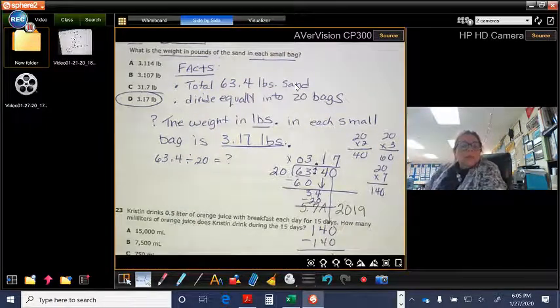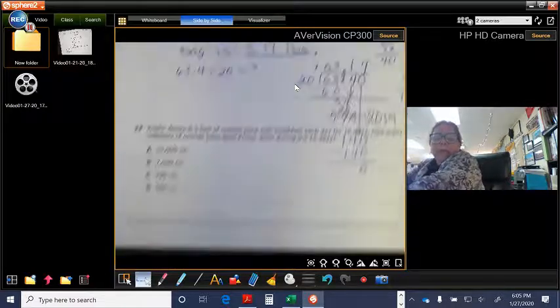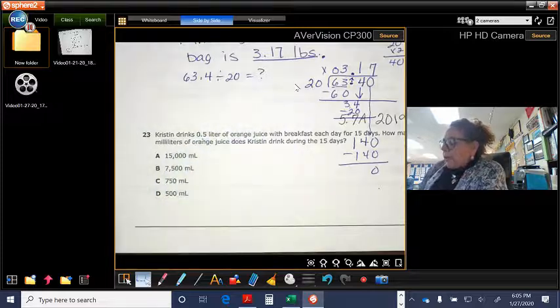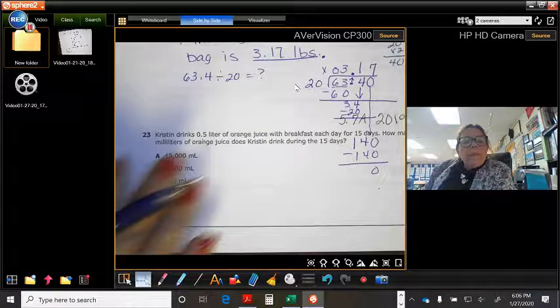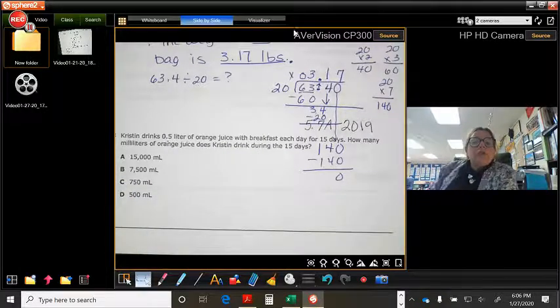All right. Okay, let's look at the next one. Move this up a bit. Kristen drinks 5/10 liters of orange juice with breakfast each day. How many milliliters of orange juice does she drink?